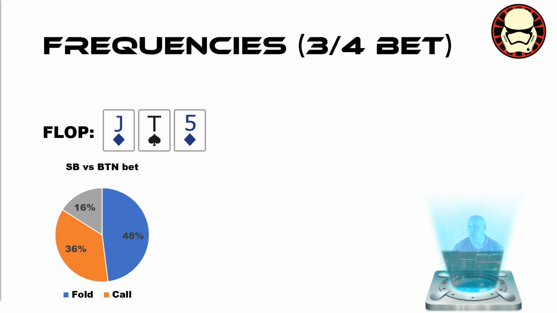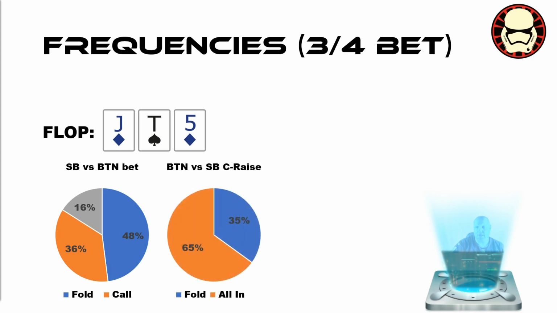So overall on this board, the small blind is check-folding 20% of the hands only. So 80% of hands the small blind is playing in some way, not folding. It shows how well the small blind's 3-betting range should hit this board. And then if the small blind goes for a check-raise, the button is going to go all in 65%.